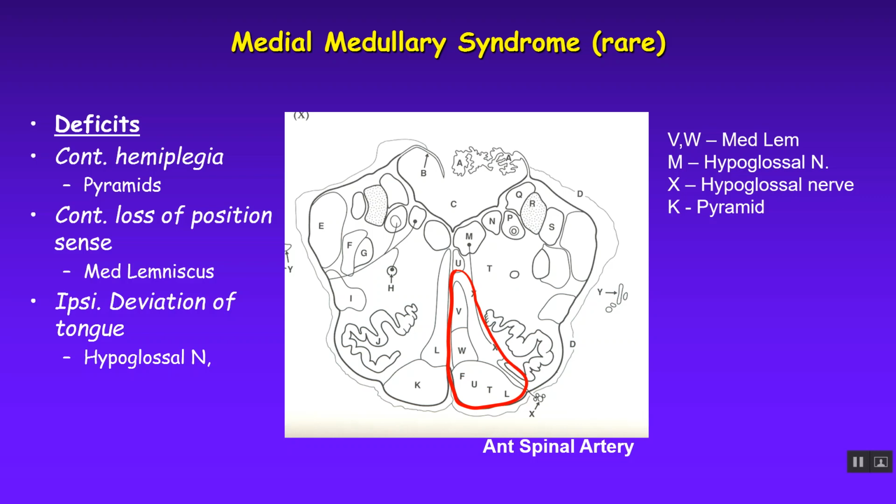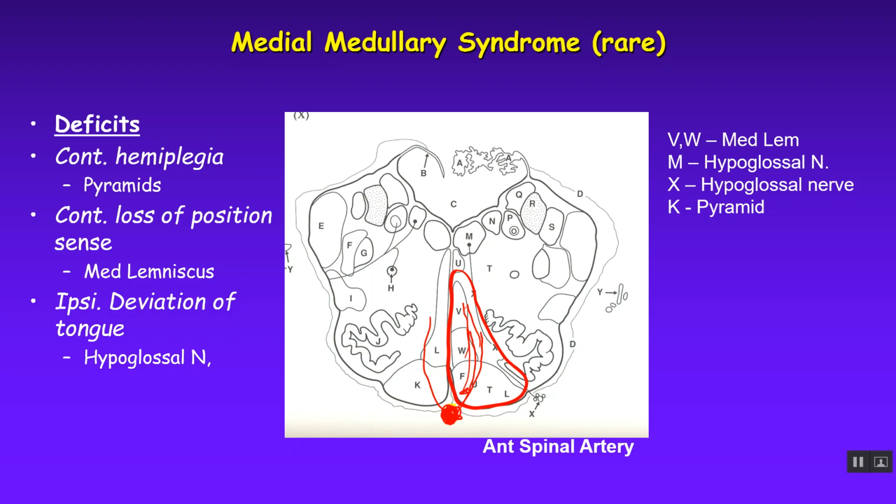This particular lesion is called a medial medullary syndrome, which is actually a fairly rare lesion to have. It involves damage to the anterior spinal artery, which is right there. It goes down through the front part of your medulla and all the way down the front part of your spinal cord. And it has fibers that project up into this region and supply that. So if you damage the anterior spinal artery or its branches, you can get this medial medullary syndrome.